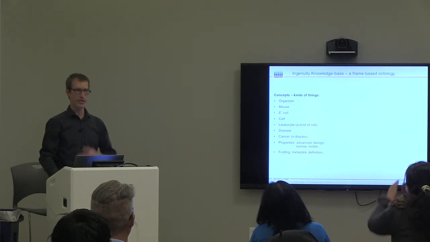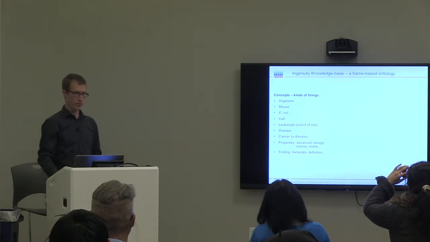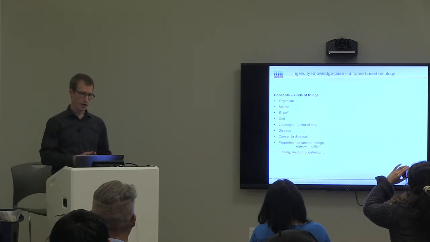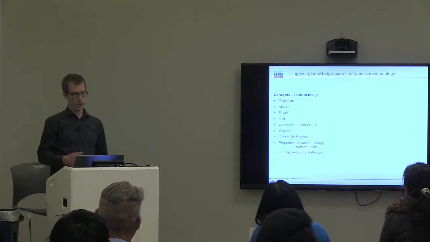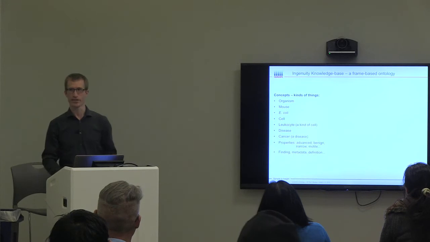Diseases are obviously not physical things. Cancer is a kind of disease. And in addition to processes and physical stuff, we also have concepts for properties, and we distinguish that as well. Advanced, benign, narrow, motile: those are all adjectives, basically.